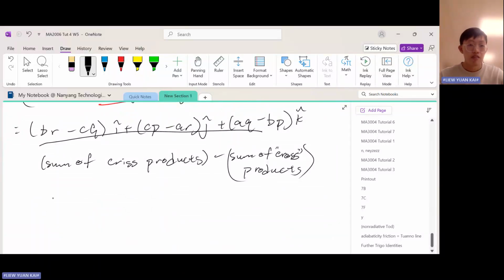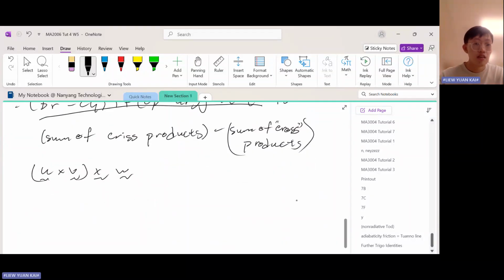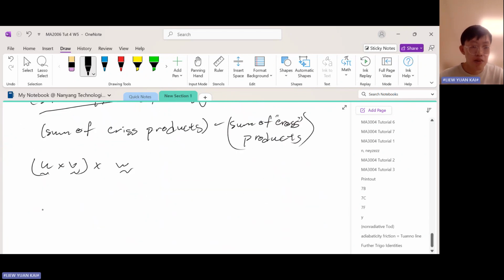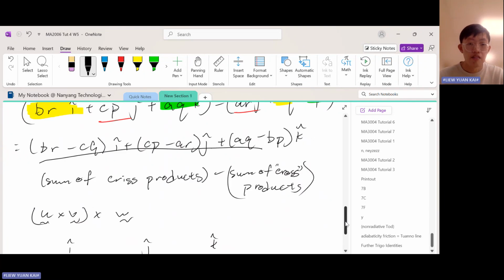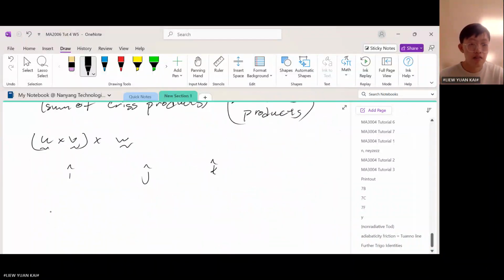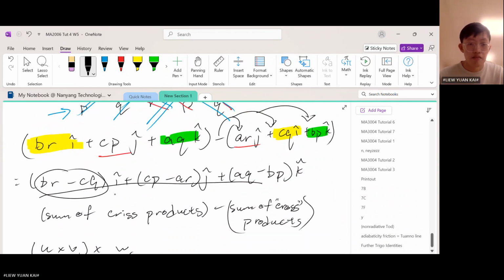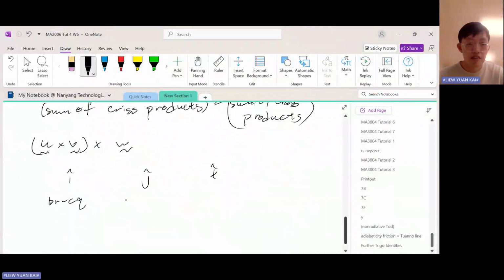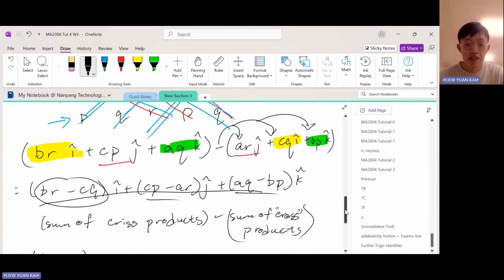So same thing, to find this cross W, you copy down the result that we got. Sorry, first put I, J, K, and then followed by what we have here: BR minus CQ, then CP minus AR, then AQ minus BP.